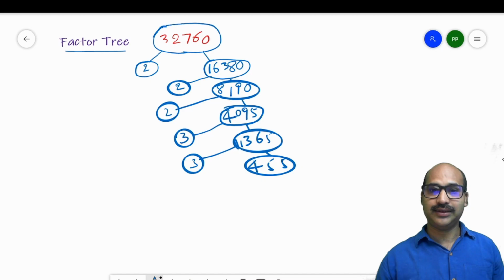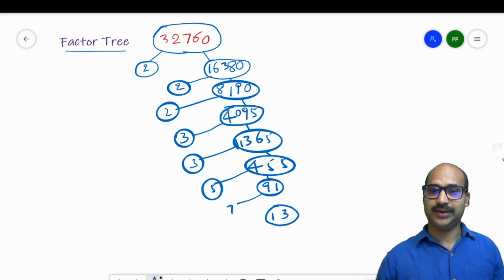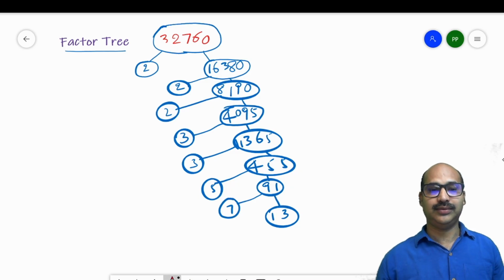So again this one, let us factorize with 5. 5 nines are 45. 5 ones are 5. 91. Let us factorize this with 7. 7 ones are 7. 2 1. 7 threes are 21. 7 thirteens are 91. You can observe this factor tree.